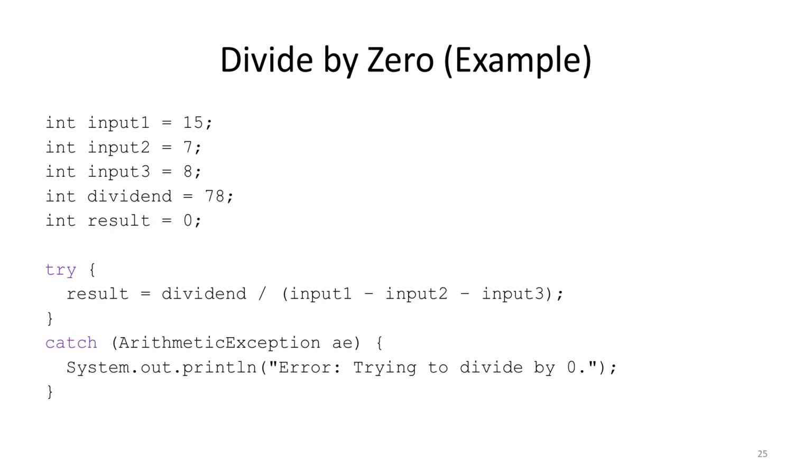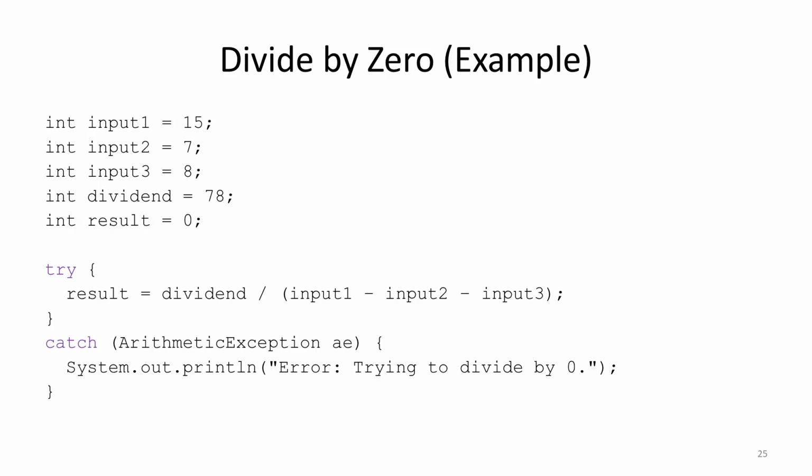And what do I want to do? Well, I'll just tell the user an error message. Error, trying to divide by 0. So if I were to take this code and stick it in a program, compile and run, the message I'll get is error, trying to divide by 0, because the arithmetic exception is happening when Java actually tries to divide by 0.